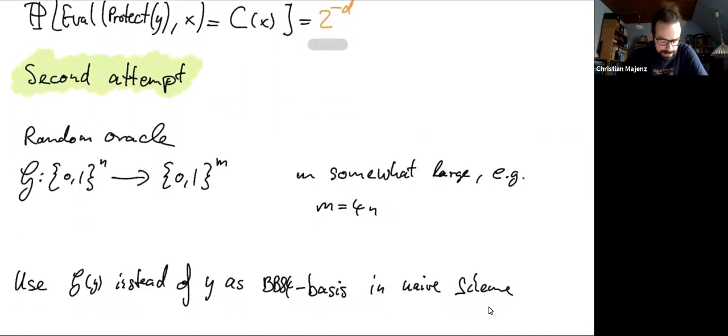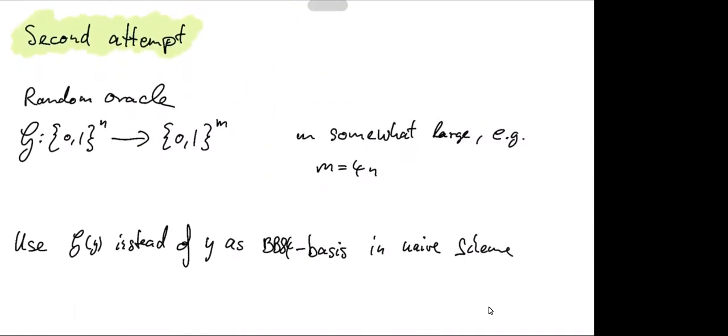Okay, so let's make a second test. Is this the only problem with this scheme? Because you could use an error correcting code, right?